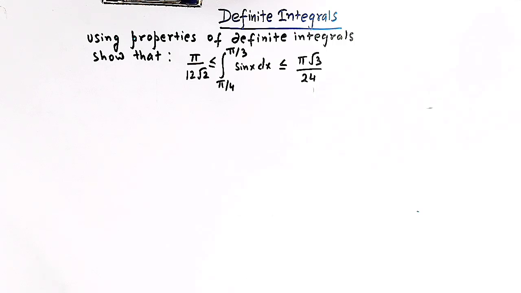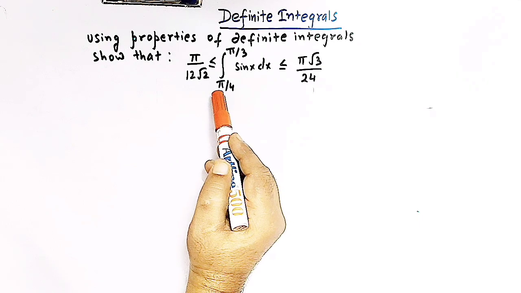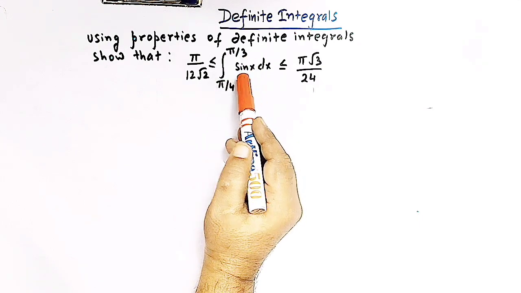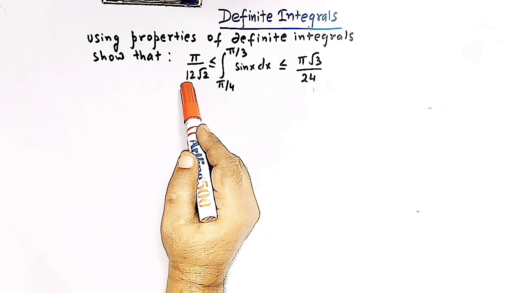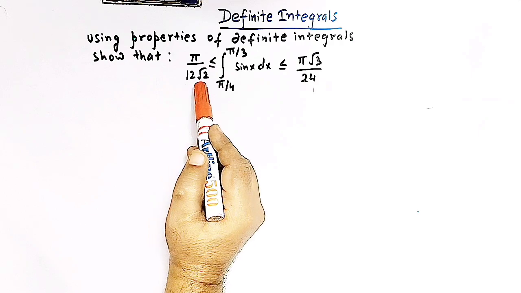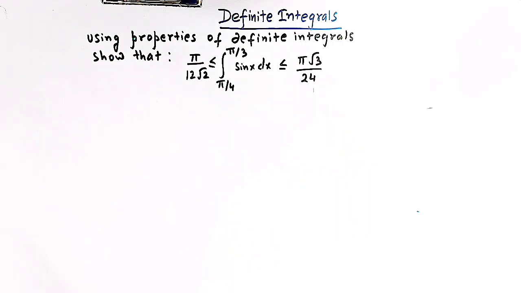So here we have to establish that the value of this integral, that is integral from pi by 4 to pi by 3 sine x dx, lies between these two numbers, that is pi over 12 times square root of 2 and pi root 3 divided by 24, right? So let us see how easily we can establish this integral inequality using an important property of definite integrals.